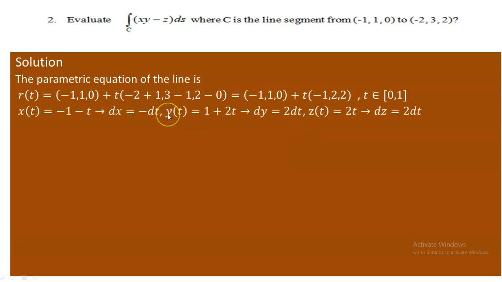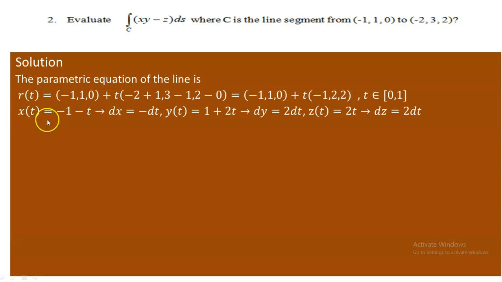So your r of t now comes to be, look, this one. What I did here is minus 1 plus minus t, it is minus 1 minus t, and 1 plus 2t, and 0 plus 2t, it is 2t. Once you have this, you need to differentiate this one, because here in the x, y and z expressions we are going to use this expression of t, and we know that ds is the norm of the derivative of this parametric equation times dt. So we have to find the derivative of this one.